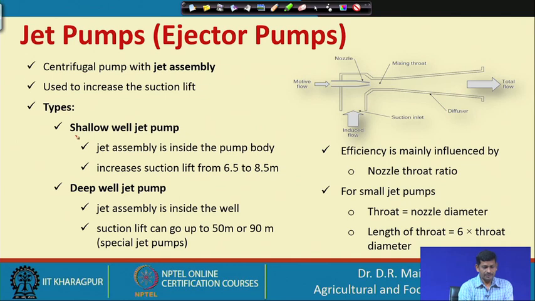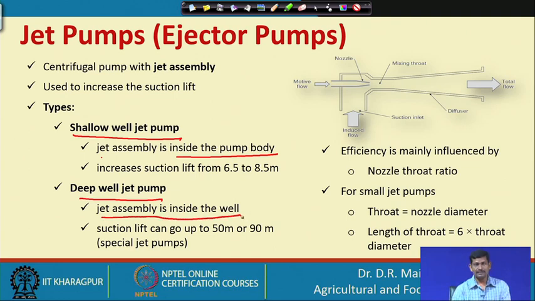So, here are the two types: shallow well jet pumps and deep well jet pumps. In shallow well jet pumps, the jet assembly is inside the pump body, whereas in deep well pumps, the jet assembly is inside the well, just like a submersible. This increases the suction lift from 6.5 to 8.5 meters in the case of a shallow well jet pump, whereas suction lift can go up to 50 or 90 meters in the case of deep well jet pumps.